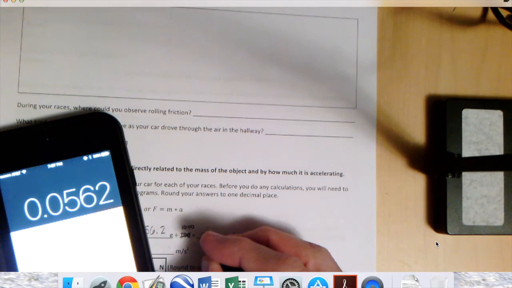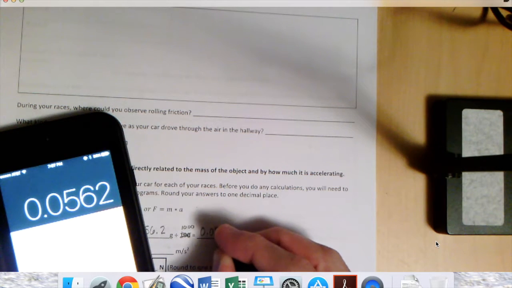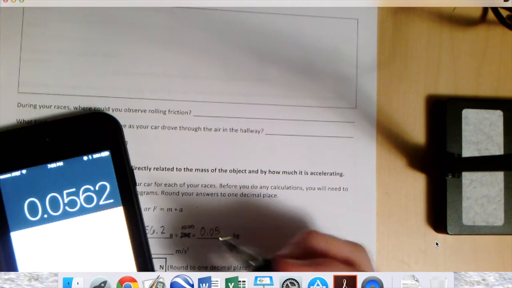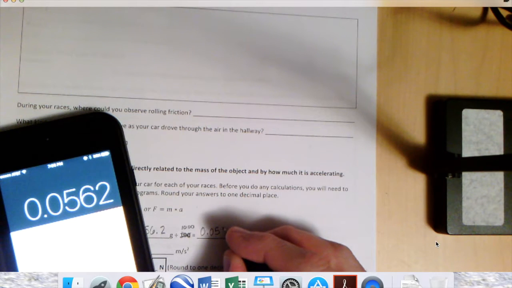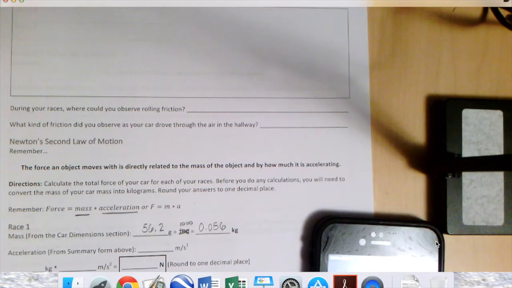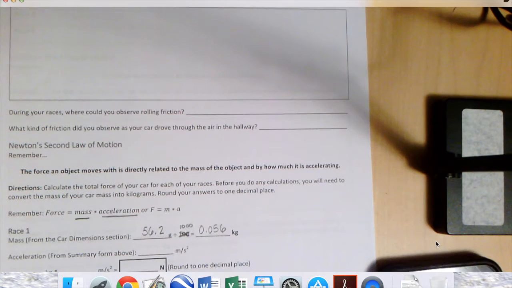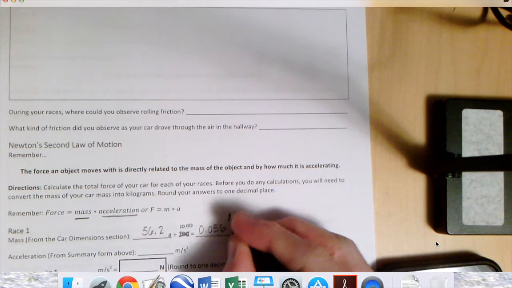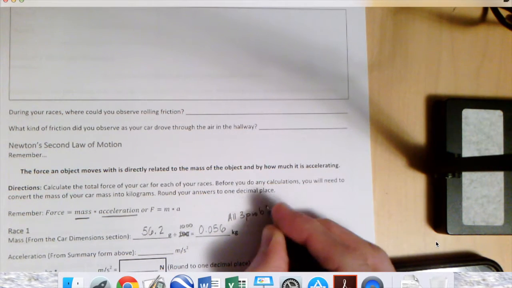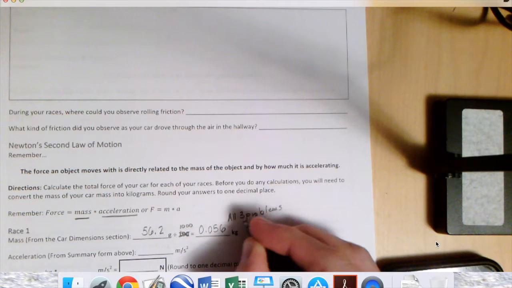So 0.05. Does it stay at 6 or go to 7? Well, it's at 2. 2 is less than 5, so we keep it the same. 0.056 kilograms. So that was the mass of our car. We're going to use this number right here for all 3 problems, so make sure we do that.